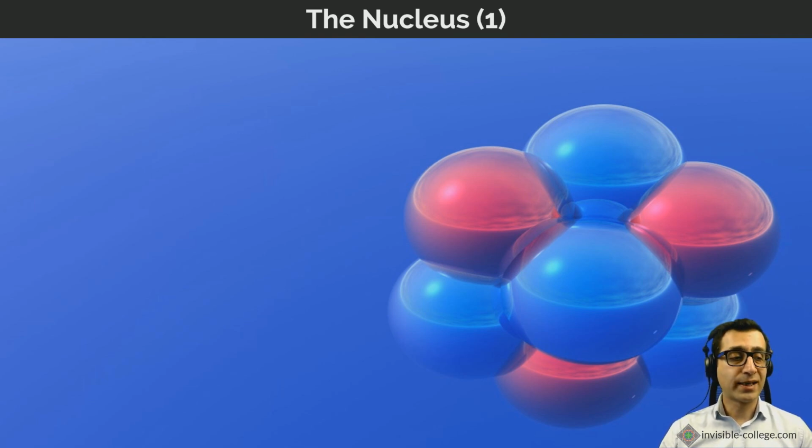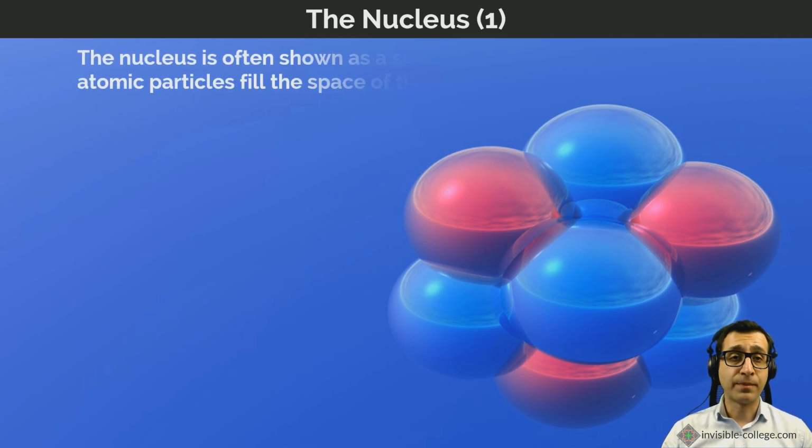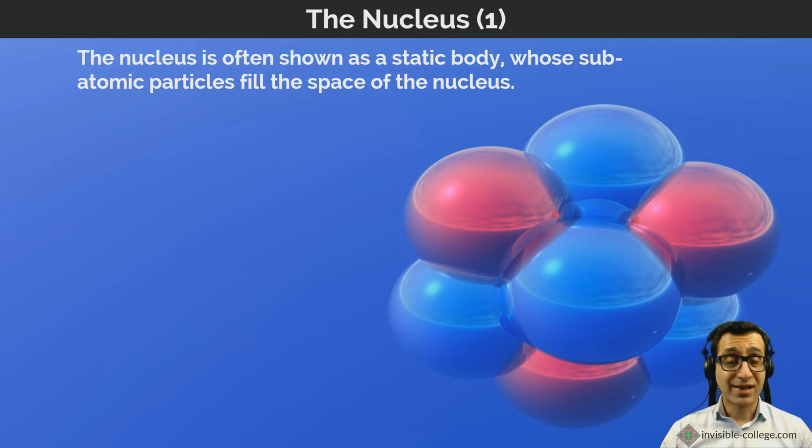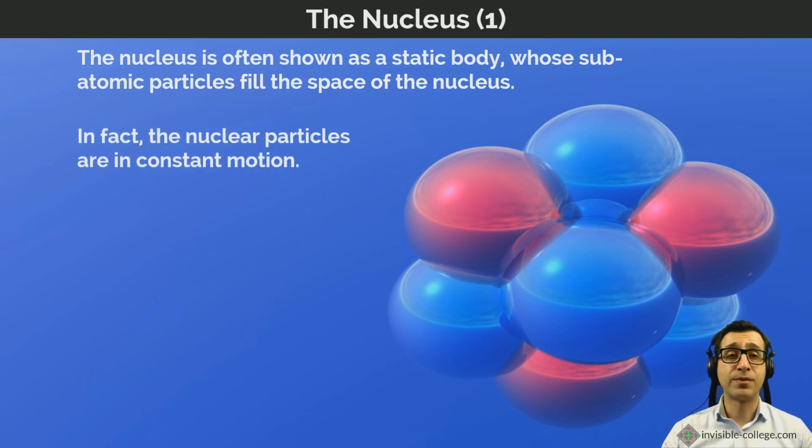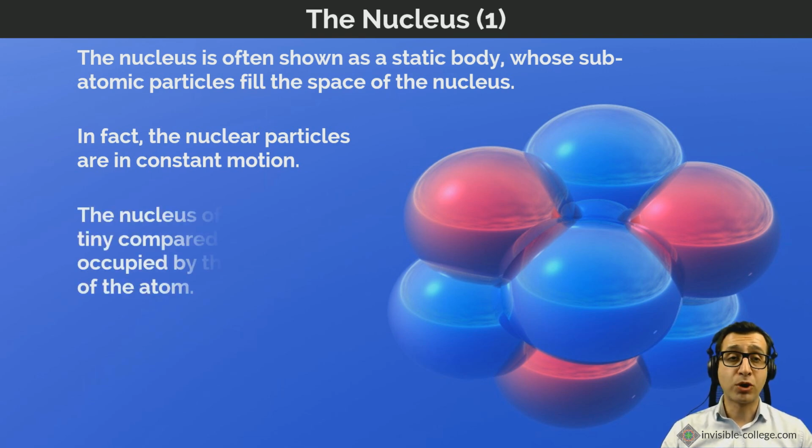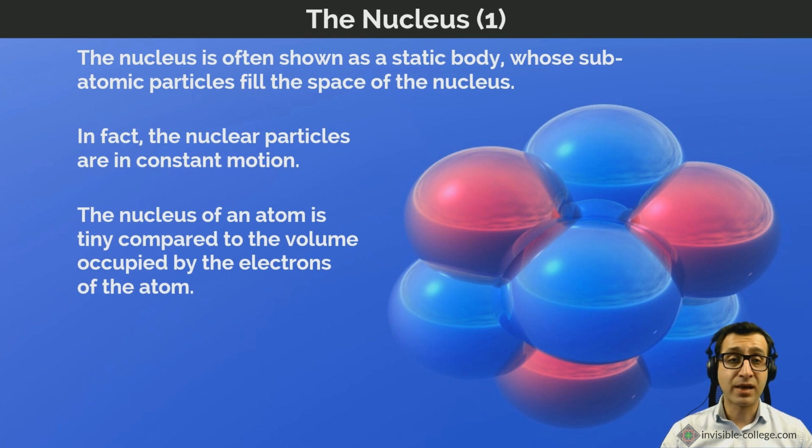So the nucleus is often thought of, particularly by students at GCSE level, as being somehow static, that it's not moving. But in fact, the nucleus itself contains particles, the protons and the neutrons, which are themselves in a constant state of motion. Now, the nucleus of an atom is very, very small compared to the volume occupied by the electrons of the atom in their motions.